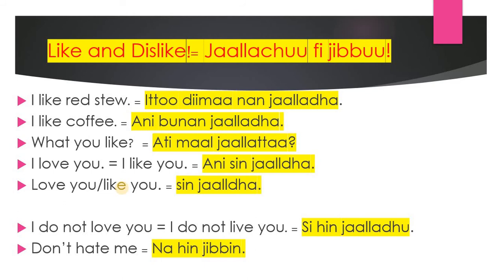Don't hate me: na hin jibbin. Sin jibba, I hate you. Na hin jibbin, don't hate me. When we talk, actually, it's very fast. Nanjibbin looks like one word, but na hin jibbin is how we write it. Sinjalladdu looks like one word, but si hin jalladdu is how we have to write it.